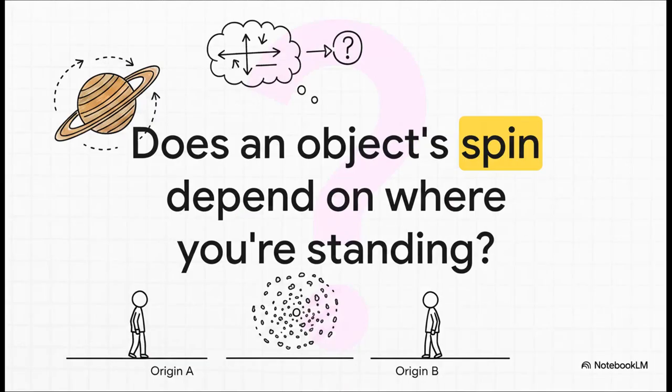So here it is, the big puzzle. Picture some system of particles, maybe a spinning galaxy or just a couple of balls twirling around each other. Does the amount of spin you measure, what we physicists call angular momentum, change if you just take a few steps to the left? Your gut feeling might be, no way, the object is doing what it's doing, why should it care where I am? But as we're about to find out, the real answer in physics is, well, a bit more complicated.